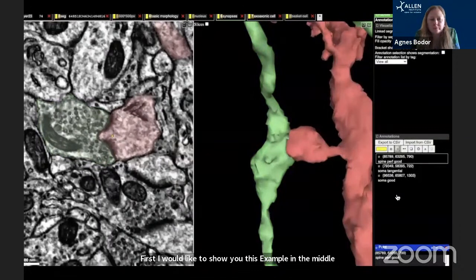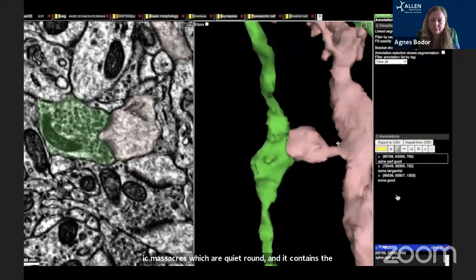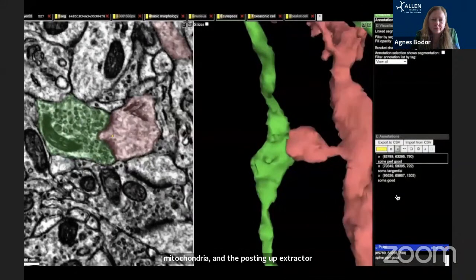Green is the presynaptic terminal with the synaptic vesicles, which are quite round, and it contains a mitochondria. And the postsynaptic structure is a spine head, and all these together already suggest that this synapse is excitatory, since excitatory synapses are most commonly found on spine heads.